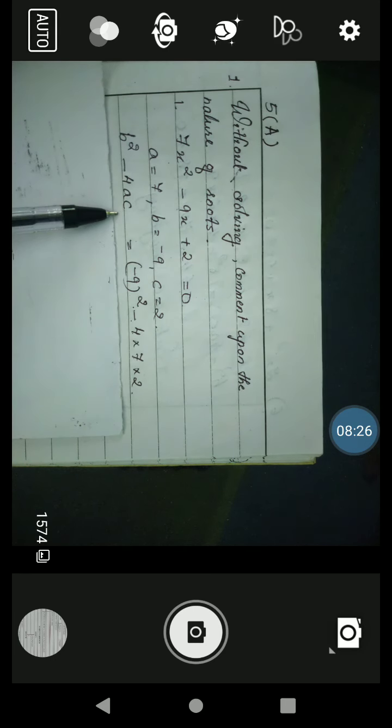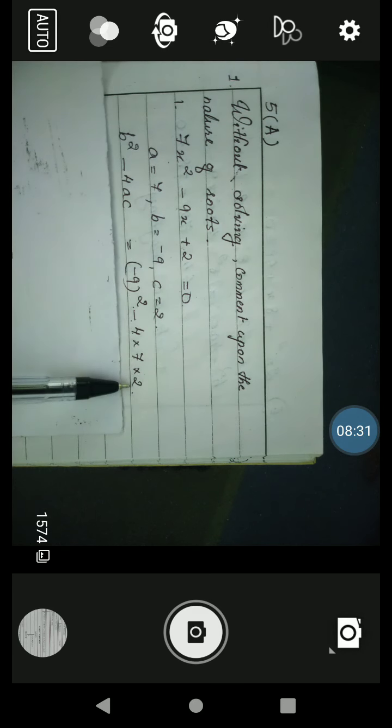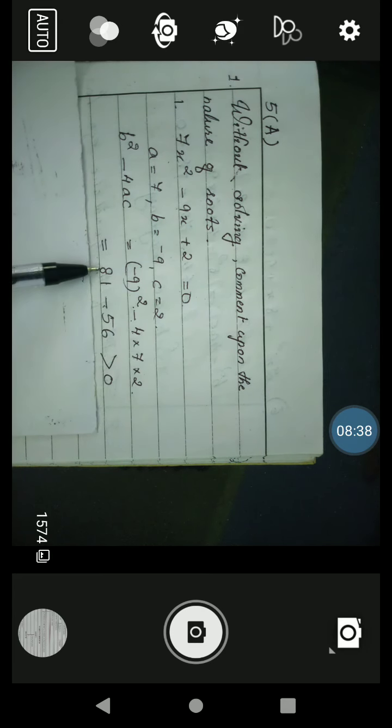Discriminant is b square minus 4ac. Here, first we can write what a, b and c are. You can see a is 7, b is minus 9, c is 2. And we can check what b square minus 4ac is. Here b square minus 4ac is minus 9 square minus 4 into a into 2, a is 7, c is 2.